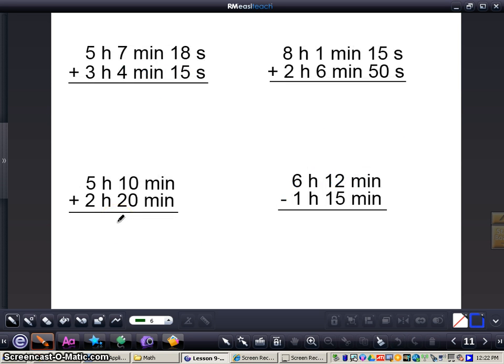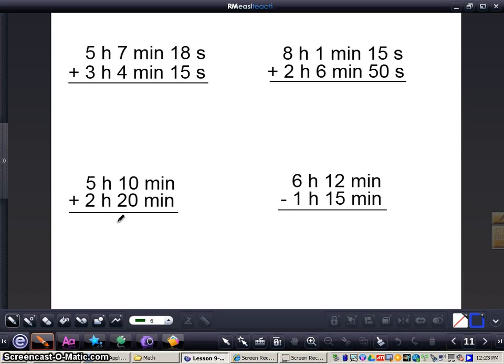Now we're going to move into the second part of the lesson. The second part of the lesson is dealing with adding units of time together. So we'll start with the one over here on the left. If we have 5 hours, 7 minutes, 18 seconds, and we add that to 3 hours, 4 minutes, and 15 seconds, here's how we're going to do it. We're going to think about our conversions. Remember, 60 seconds in a minute, 60 minutes in an hour. Having that in our minds is really going to help us out.